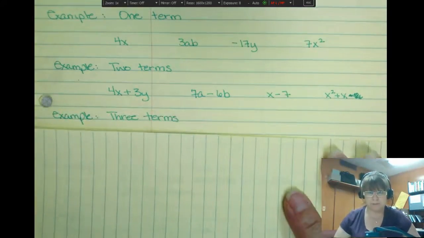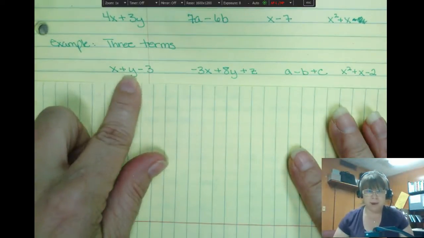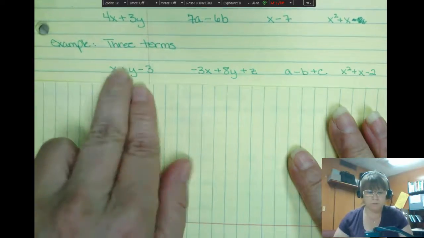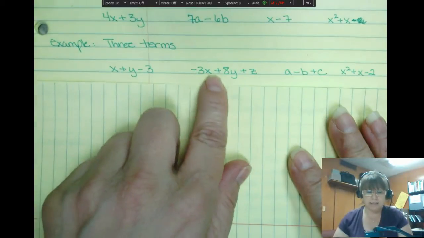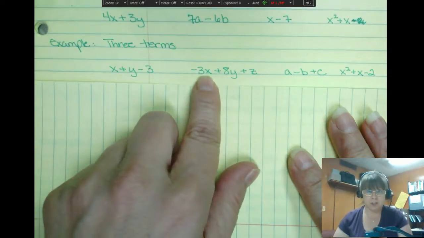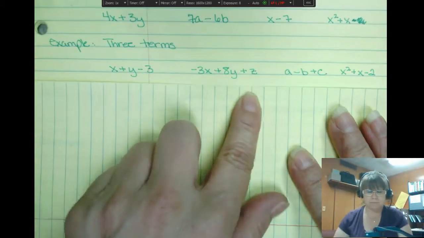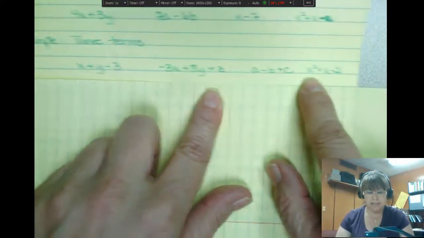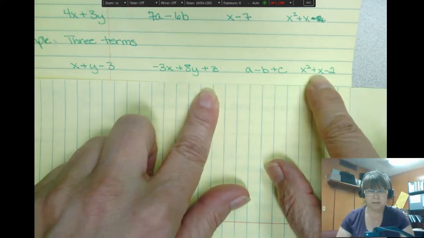What about three terms? x plus y plus 3. 1, 2, 3 terms. Remember, they're separated by addition or subtraction. Negative 3x plus 8y plus z. Negative 3x is a term, 8y is a term, and z is a term. a minus b plus c. See where I'm going with this? x squared plus x minus 2. There are three terms because they're separated by addition and subtraction.